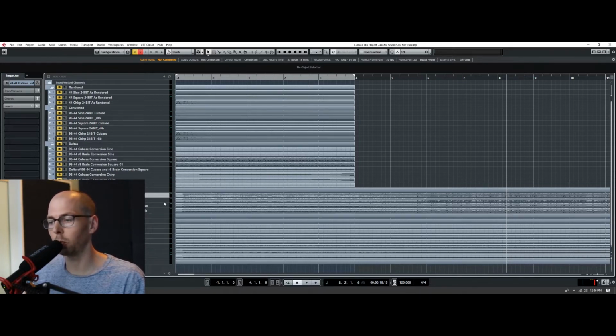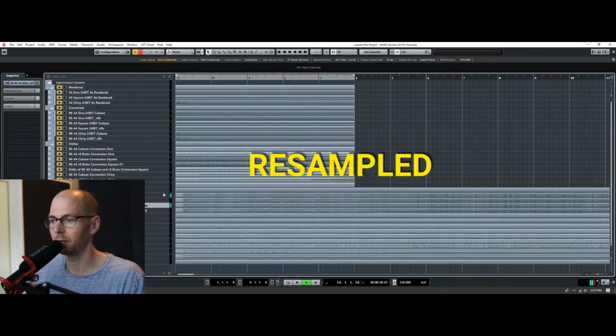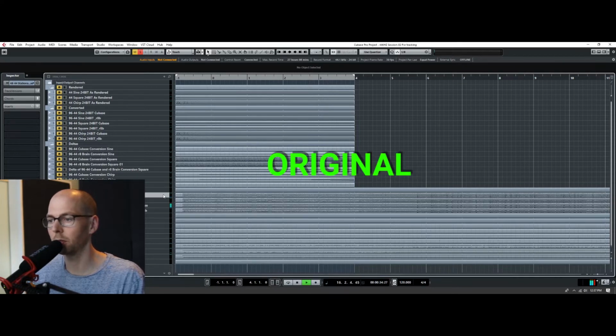I'm going to switch back and forth between the original source and then Cubase's sample rate converter going up and then back down. So let's start there. We'll start with the original. Okay, we're going to switch to the up converted, then down converted. Back to the original. Back to the converted. Back to original.